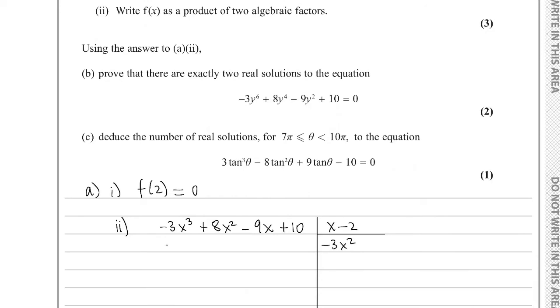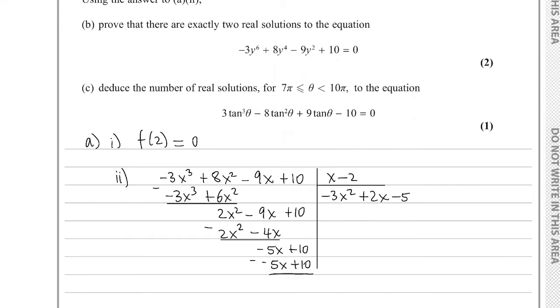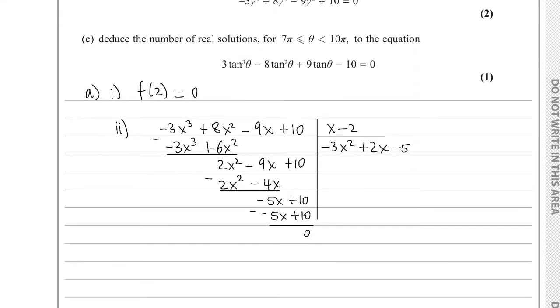We are always trying to match the highest order term seen on the left hand side. So it is indeed the case that the remainder turns out to be 0. So x minus 2 is a factor. And this means I can now write f of x as the product of two factors.